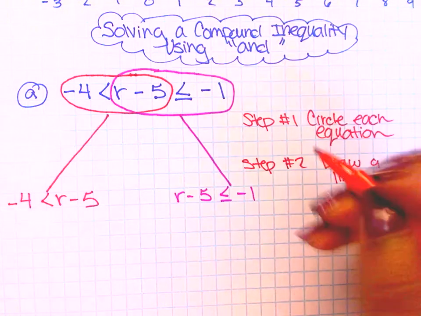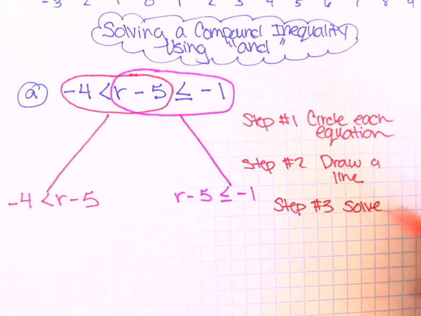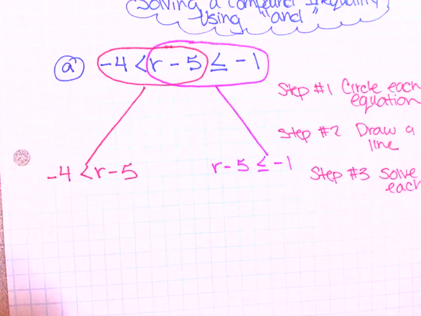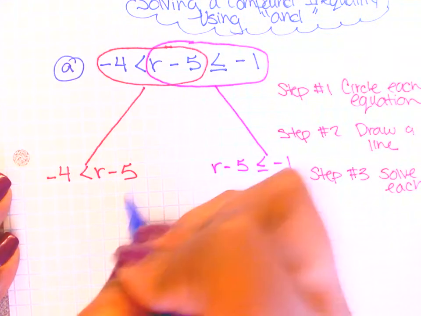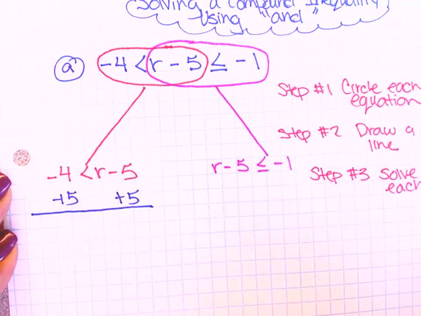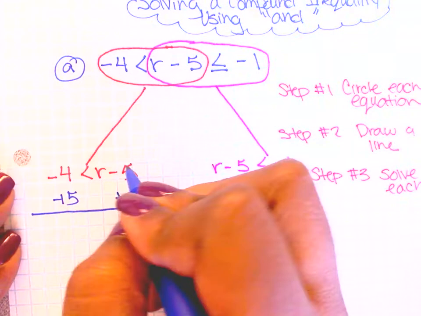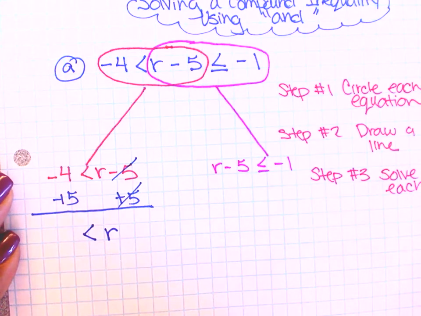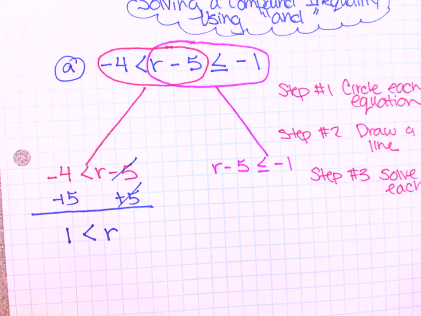Okay, so step 3, I'm going to solve for each. Step number 3, solve for each. So I'm going to go over here to this side, and I'm going to solve it for r. So what am I going to do? I'm going to add 5 to both sides, just like it's an algebraic equation. Do that in your notes, don't just stare at me. So the 5's cancel. I'm left with r on this side. My sign stays the same. Negative 4 plus 5 is 1. So I solve for that side.